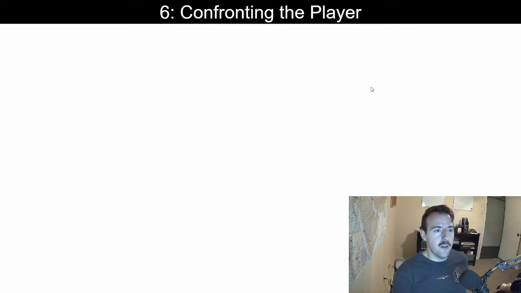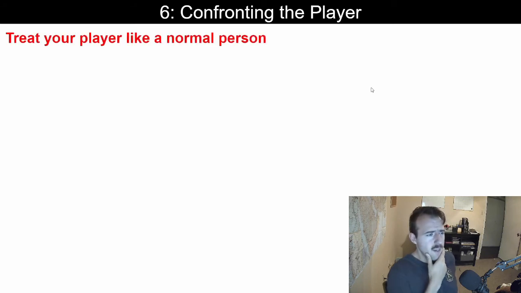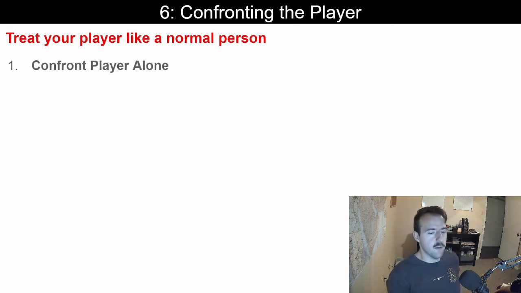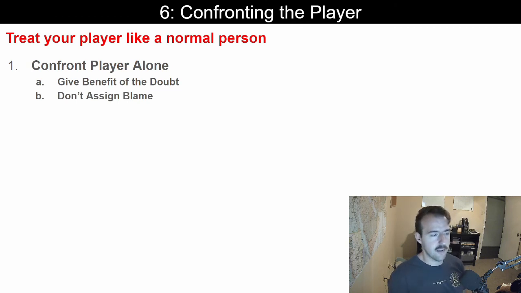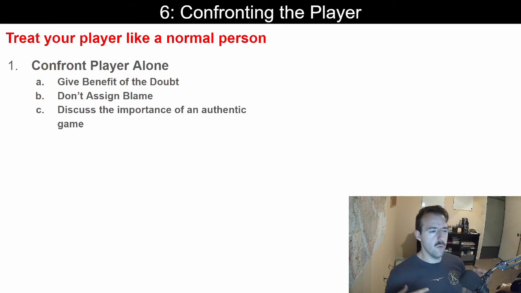After you've done all these things and tried to change the environment, ultimately you have to come out and just confront the player. But one key thing to remember here is that you need to treat your player like a normal person, because that's who they are. And you want to confront the player alone. You don't need to do any public shaming, at least to start. Give them the benefit of the doubt. D&D is a complicated game with a lot of rules, and maybe they're just messing up their rules accidentally, even if it does seem very often. And ultimately, don't assign blame. Just talk to them about how you want an authentic game.